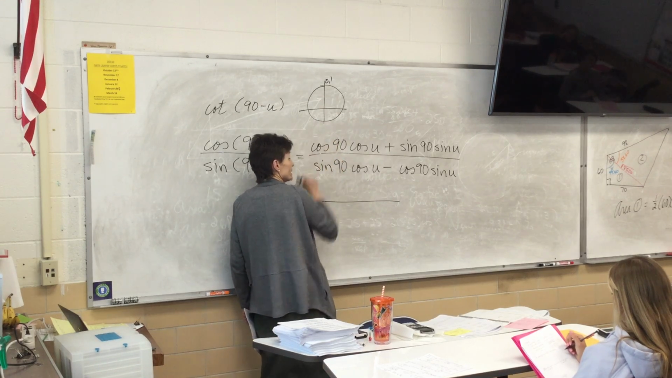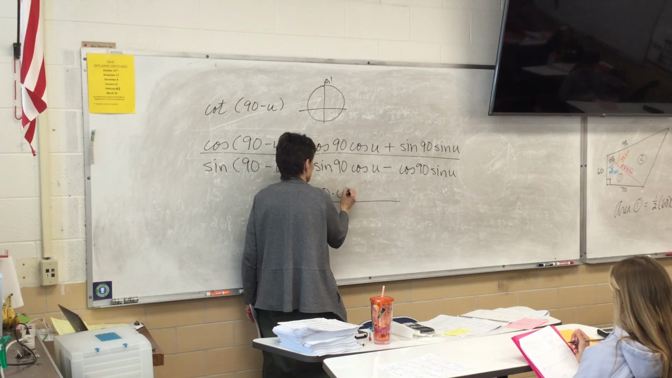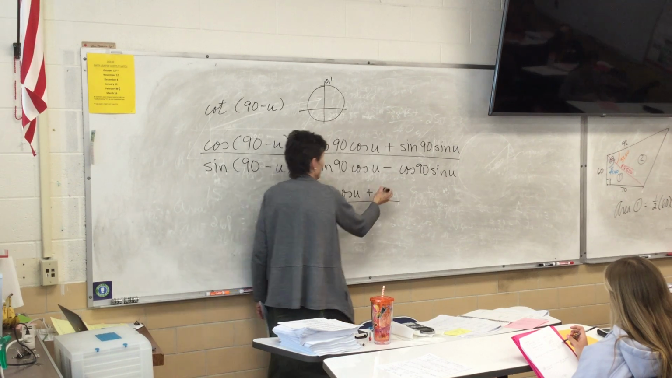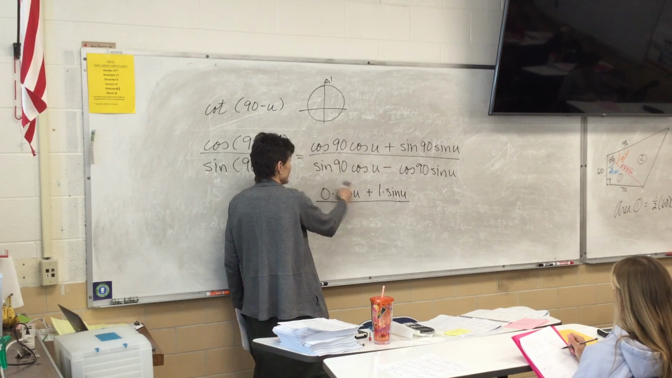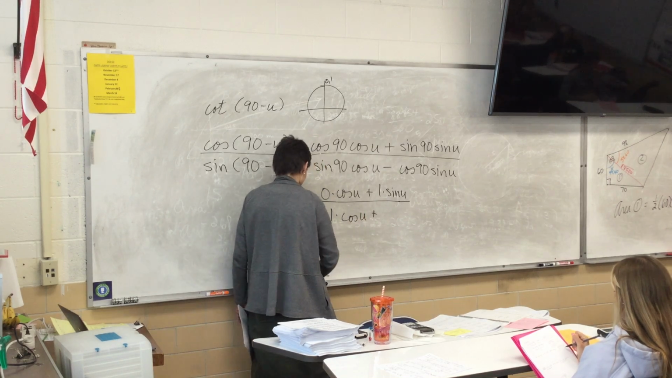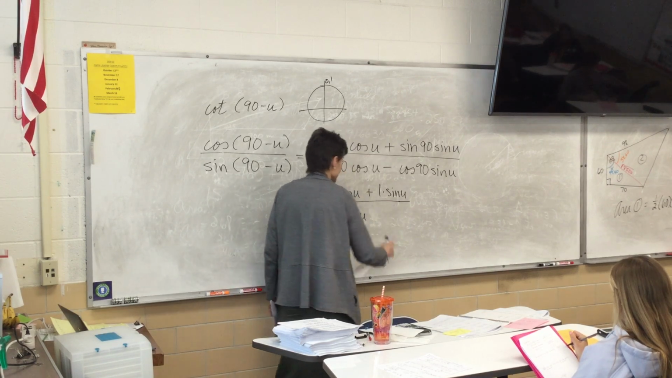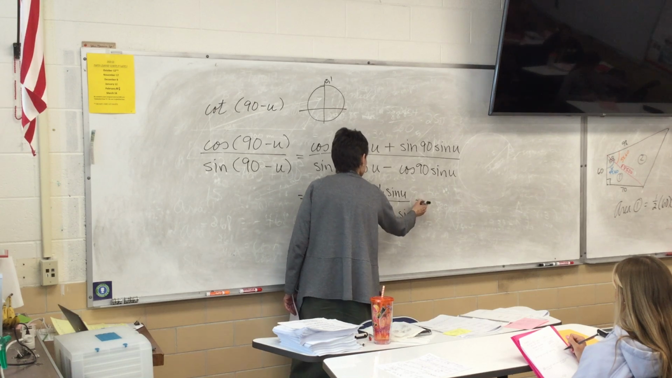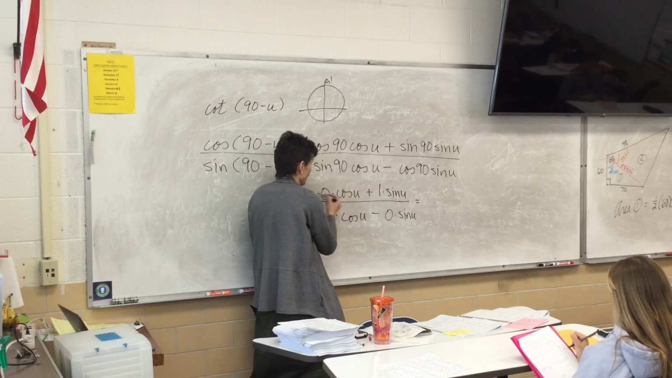What's the cosine of 90? 0. And what's the sine of 90? 1. I gotta do the same thing on the bottom. The sine of 90, you just told me is 1. Oops, that's a minus. And the cosine of 90 is 0. So what does this simplify to? When I multiply by 0, isn't that just gone?